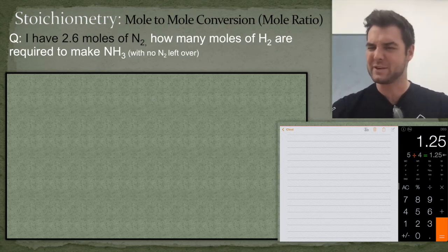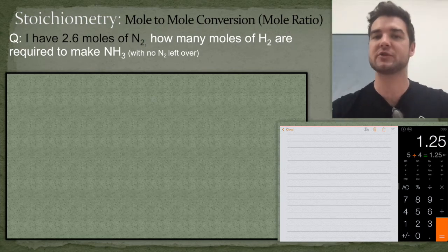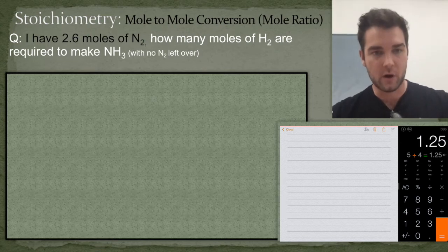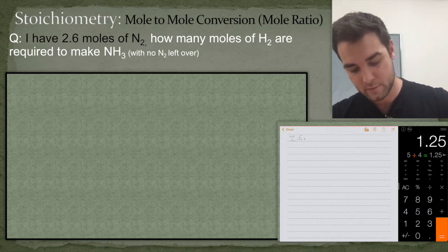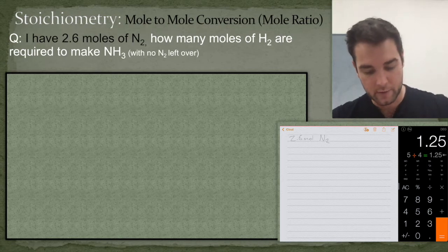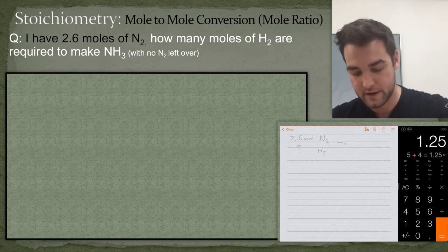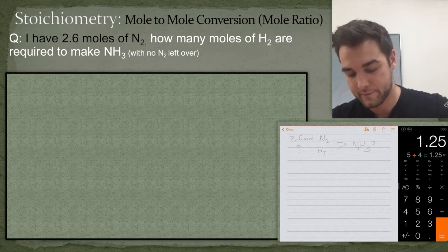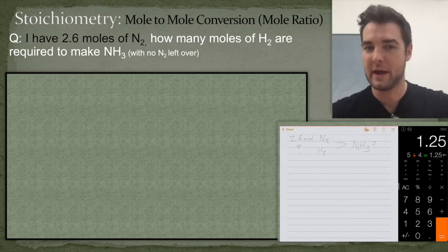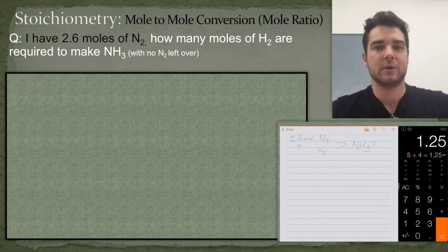It's not the easiest question to understand from its wording, and I think that's a good thing, because part of chemistry is working out what exactly I need to know. So I have 2.6 moles of N2, so let's write that down, 2.6 moles of nitrogen gas. How many moles of H2 are required to make NH3, with no nitrogen left over? So that means it's a minimum amount of hydrogen that I need to react completely with nitrogen. What's this question actually asking?